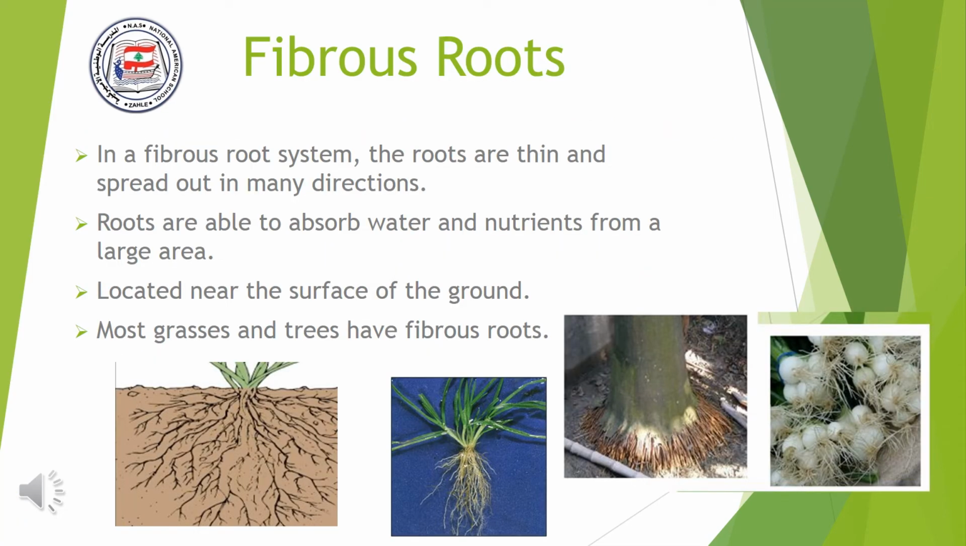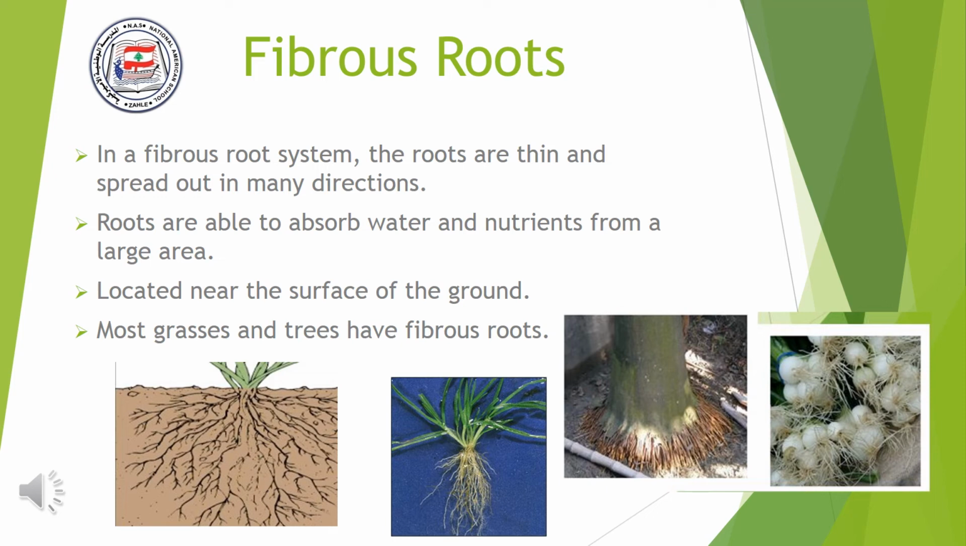Fibrous roots. In a fibrous root system, the roots are thin and spread out in many directions. So if you look at these images, you can see the roots are all thin and short, and they are like fibers. The second point, let's read it together. Roots are able to absorb water and nutrients from a large area. So they can absorb from a large area because they are spread under the soil like a mat.